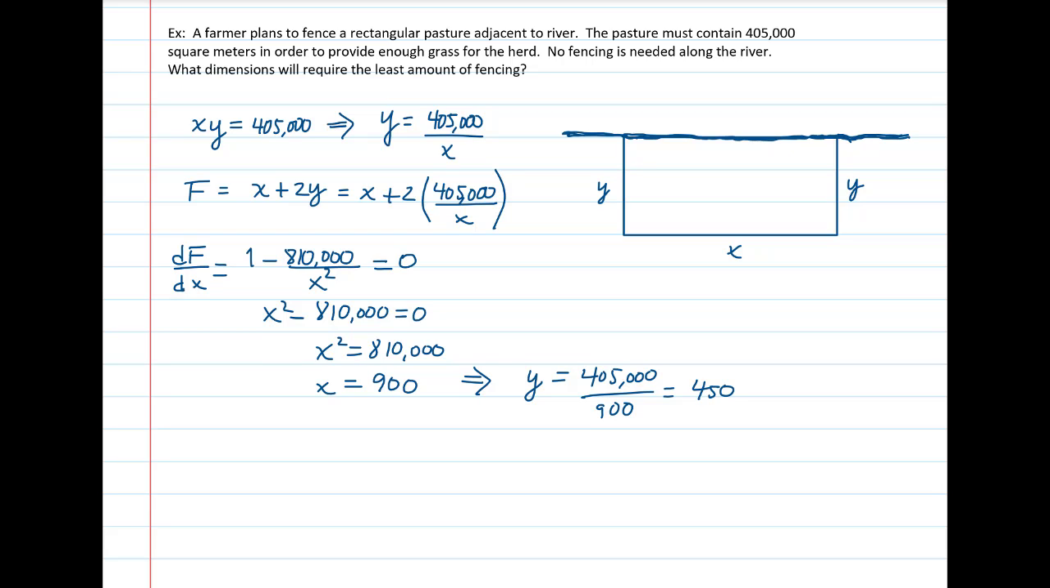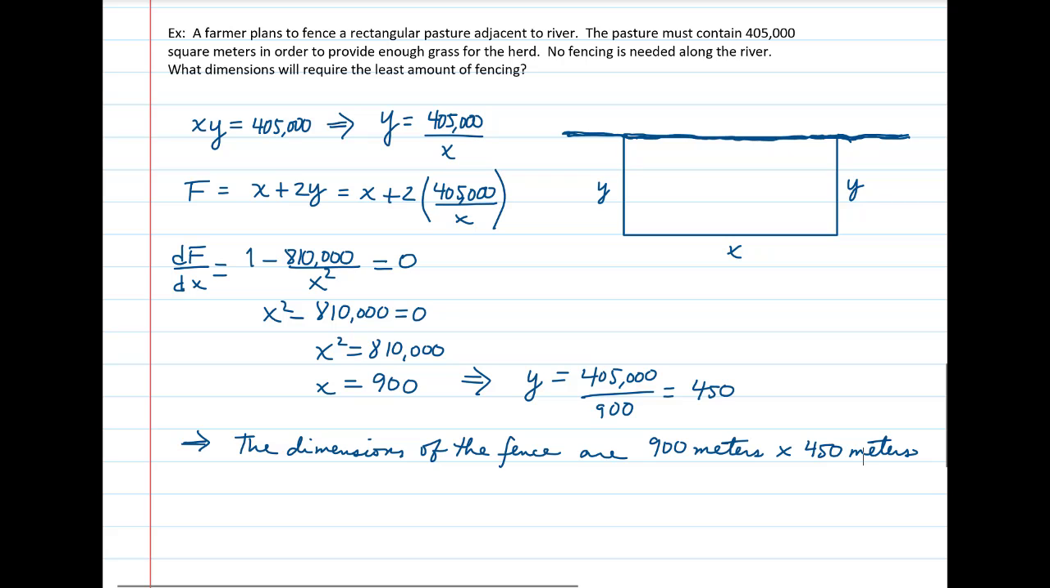If x is 900, then y is going to be equal to 405,000 divided by 900, which is equal to 450. Now again, just like the other problems, you can verify that this function F actually has a minimum at x equal to 900 with your first derivative test or your second derivative test. And just for the sake of time, I'm skipping that step, and we get that in order to have the least amount of fencing, the dimensions have to be 900 meters by 450 meters. There we have it.